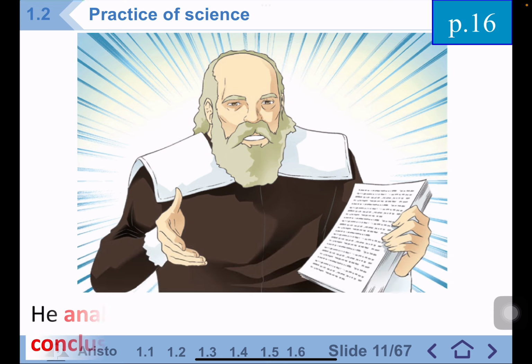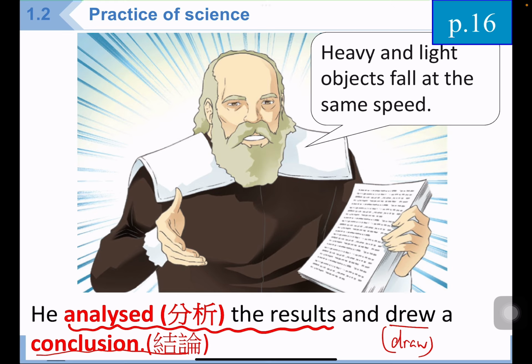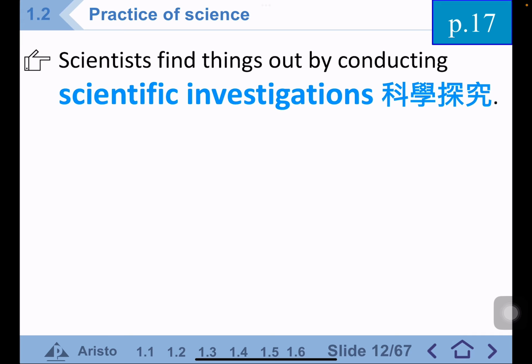And then he analyzed the result and drew a conclusion. Drew is the past tense. He drew a conclusion. So what conclusion is it? He said, the heavy and light objects all fall down at the same speed. So this is the final conclusion after the experiment. This is the story of Galileo, and it shows different steps in scientific investigations.